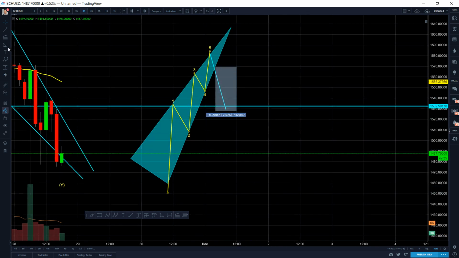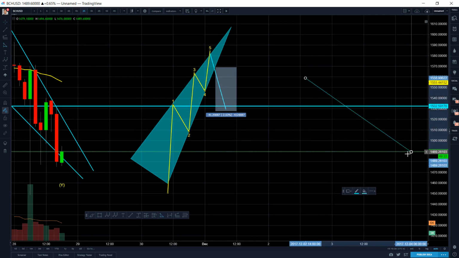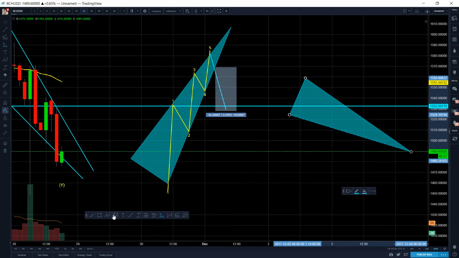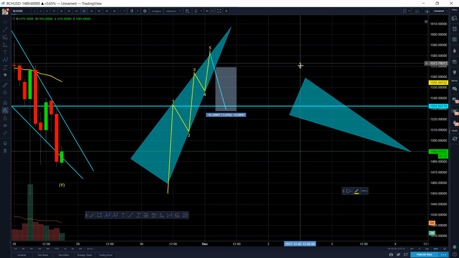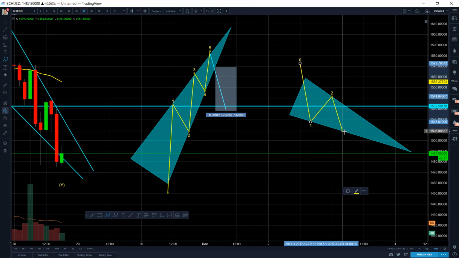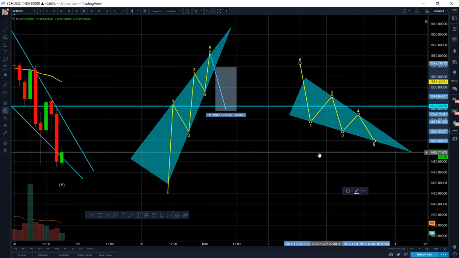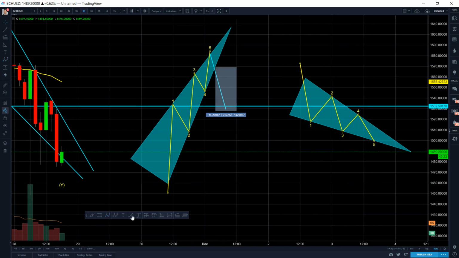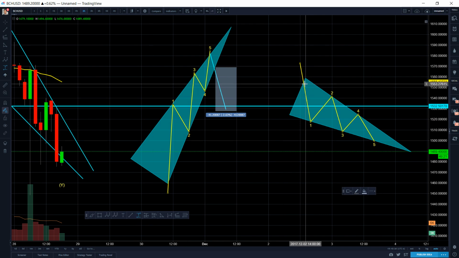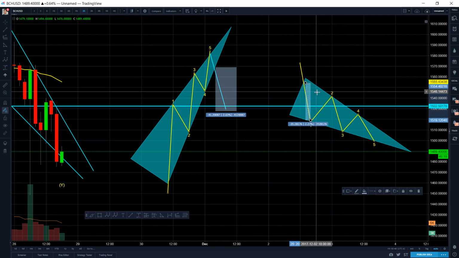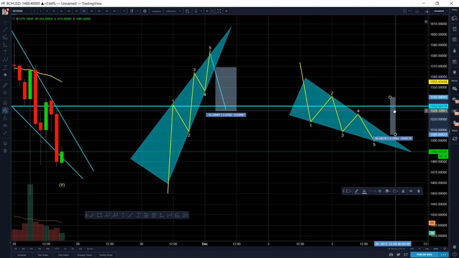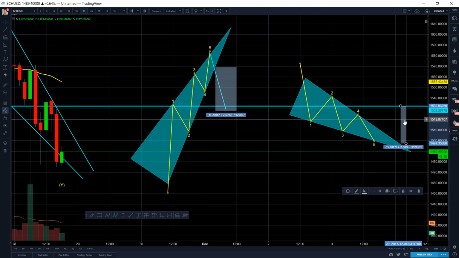Now for the other side, if it was falling, like how we see on Bitcoin Cash, we draw it this way. We draw it 1, 2, 3, 4, and 5. And what we do is we take the base range of the wedge again. Okay, then we put it right here, and then we use this as a target, okay?